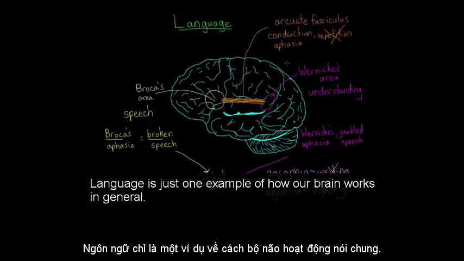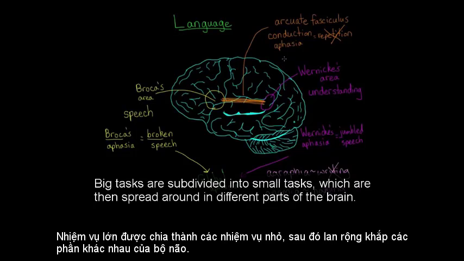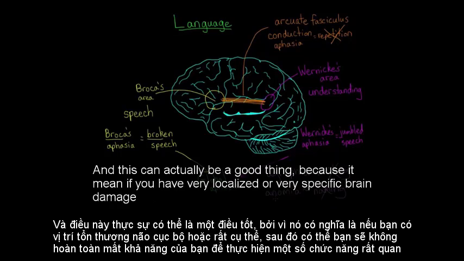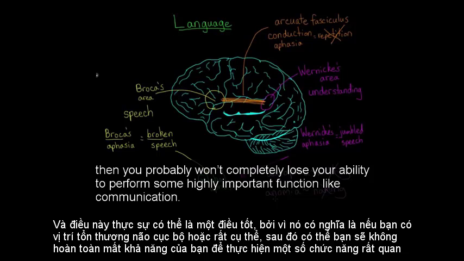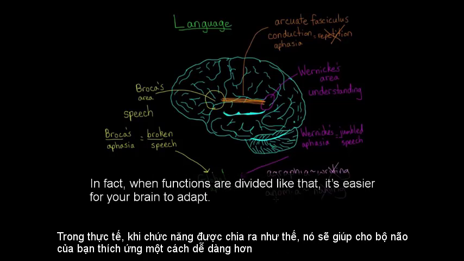Language is just one example of how our brain works in general. Big tasks are subdivided into small tasks, which are then spread around in different parts of the brain. And this can actually be a good thing, because it means if you have very localized or very specific brain damage, then you probably won't completely lose your ability to perform some highly important function like communication. In fact, when functions are divided like that, it's easier for your brain to adapt.